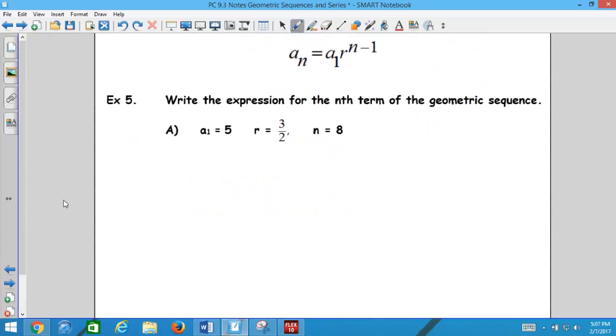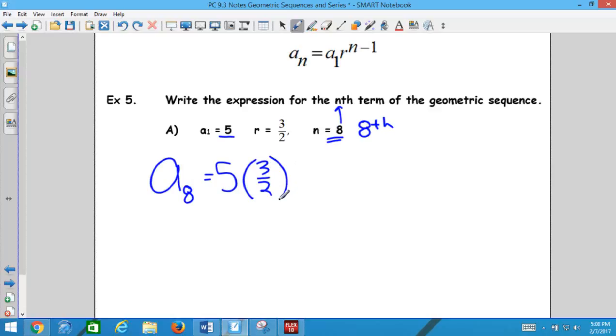Write the expression for the nth term of the geometric sequence. So this says we're going to find the 8th term. I think it's kind of worded a little poorly. We're not really doing the nth term, we're doing the 8th term for this particular one. So I'm going to do a sub 8 equals my first term multiplied by my rate to the n minus 1, so to the 8 minus 1.